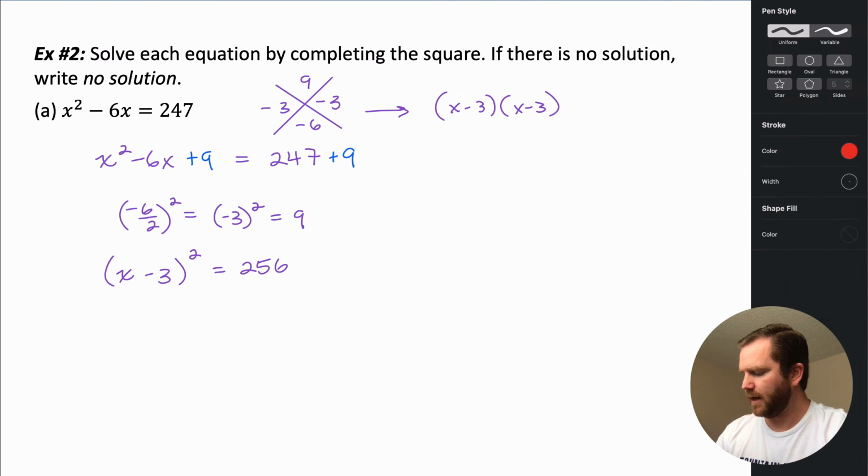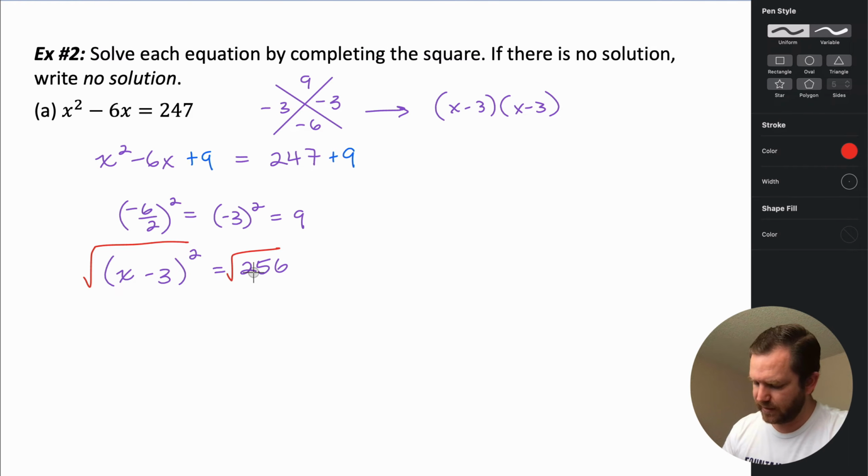Okay. So now, to solve this, since this is being squared, we need to undo that by taking the square root of both sides. And remember, anytime you're taking the square root of this constant, we need to take the positive and negative square root. We are not just looking for the principal root. So when you take the square root of something squared, you get just the argument, so just what's being squared as a result. So we get x minus 3 equals positive and negative. 256 is a perfect square. It's 16 squared, so we get plus or minus 16.